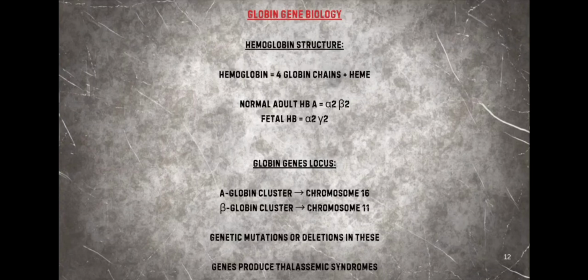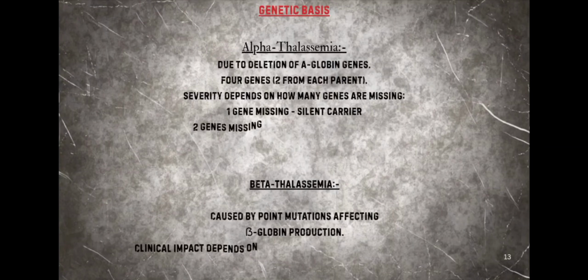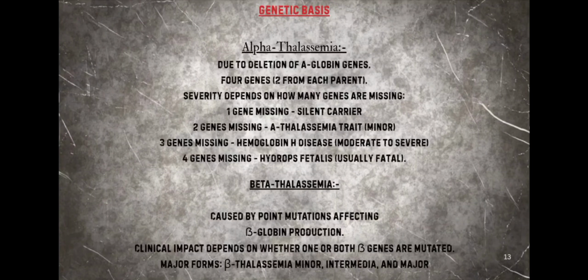Genetic basis: alpha thalassemia. It's due to deletion of alpha globin genes, and there are four genes, two from each chromosome. Severity depends on how many genes are missing.